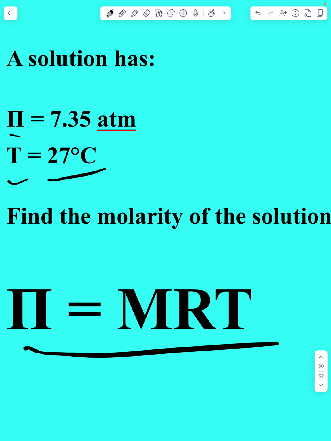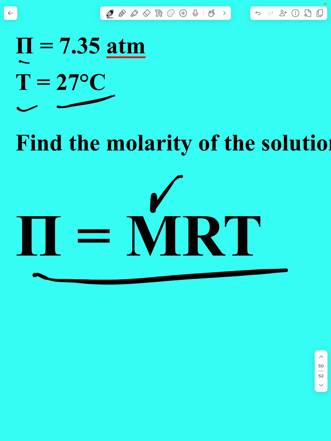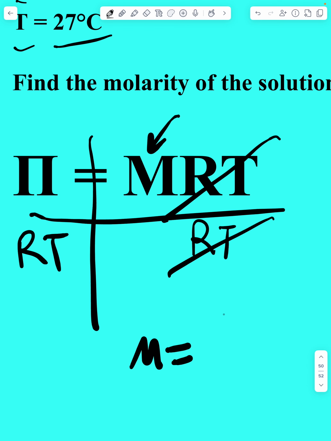So, first things first, what's the molarity formula? I need M to be by itself to find out what the formula I need to use is. I don't want to know what MRT is equal to. So I'm going to divide both sides by RT. If I do it on one side, I do it to the other. And I have M equals osmotic pressure over RT.